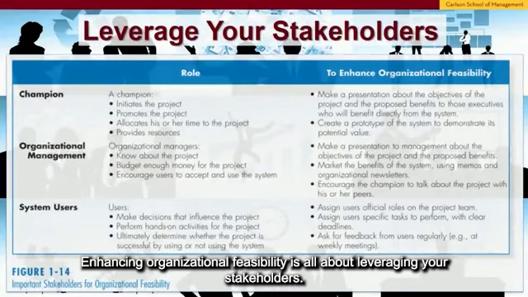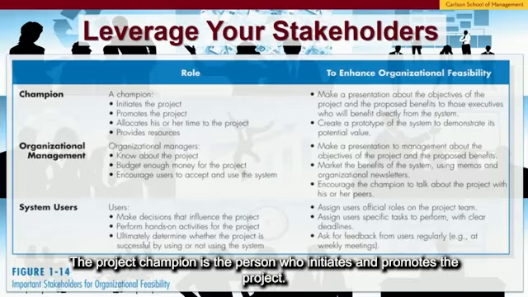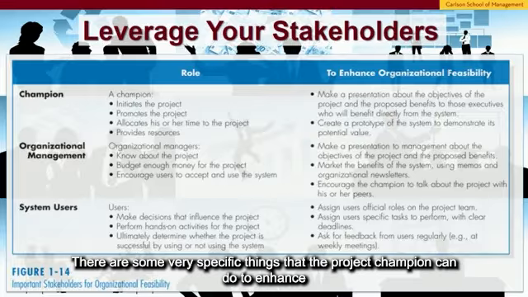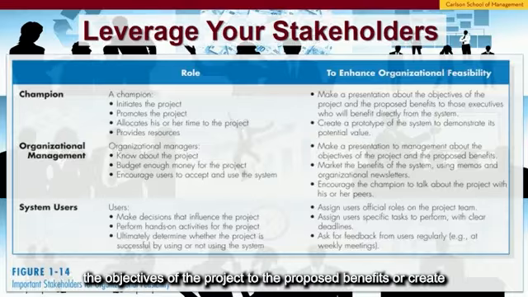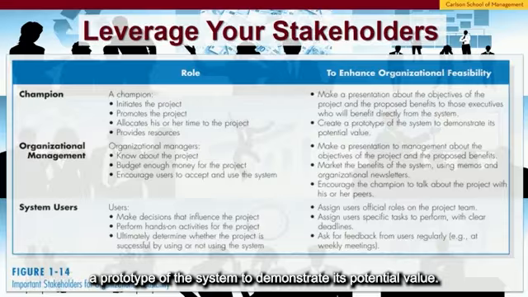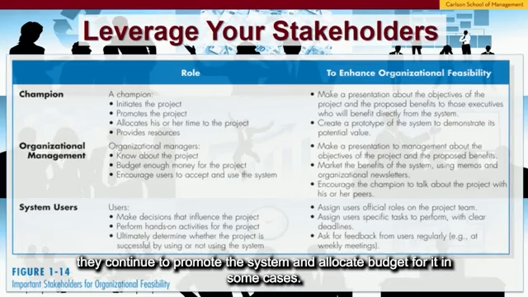Enhancing organizational feasibility is all about leveraging your stakeholders. You have various stakeholders for a project, including the project champion. The project champion is the person who initiates and promotes the project. There are some very specific things that the project champion can do to enhance organizational feasibility, such as make a presentation about the objectives of the project and the proposed benefits, or create a prototype of the system to demonstrate its potential value. Organizational management often needs to be brought on board so that they continue to promote the system and allocate budget for it in some cases.